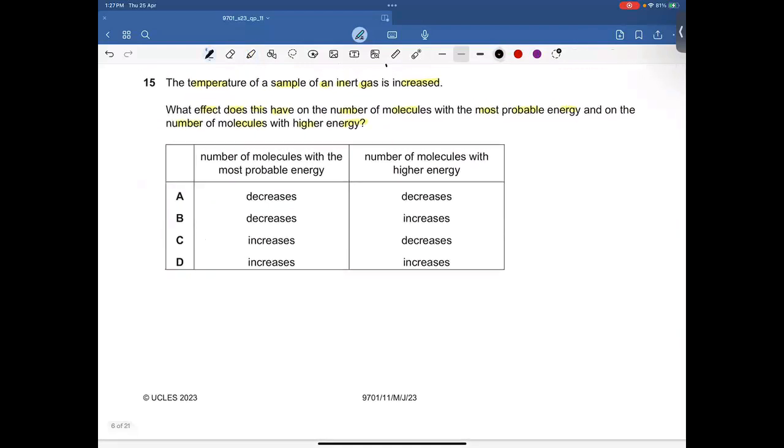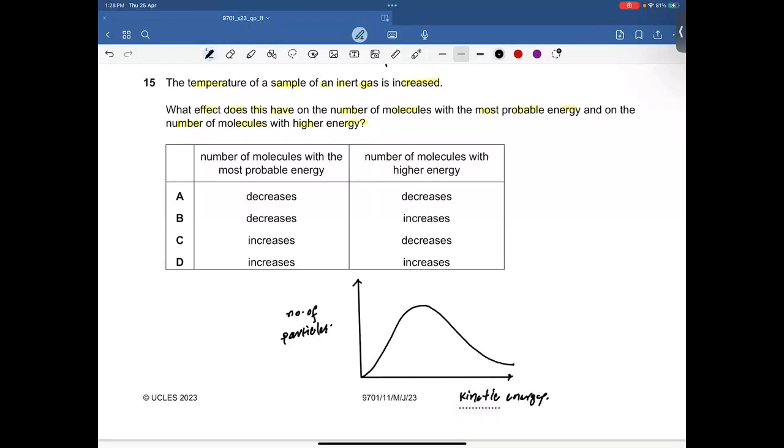According to the Boltzmann distribution curve, which I've told you in the class, on the y-axis we have number of particles. On the x-axis we have kinetic energy, or just energy. Okay, this is the most probable energy.